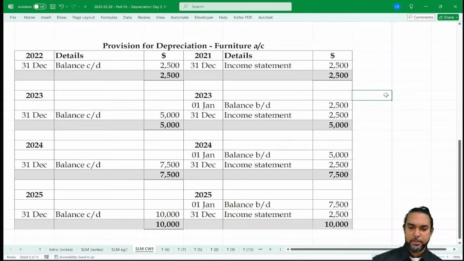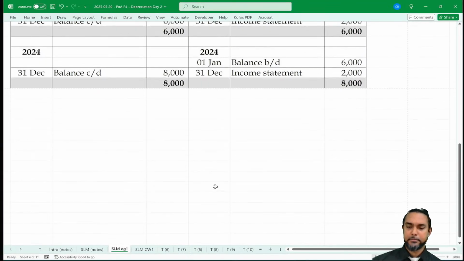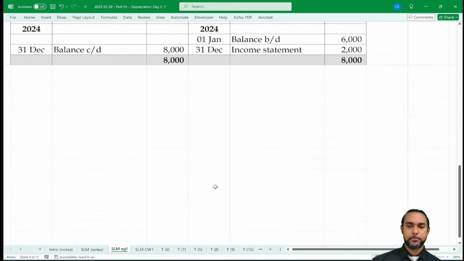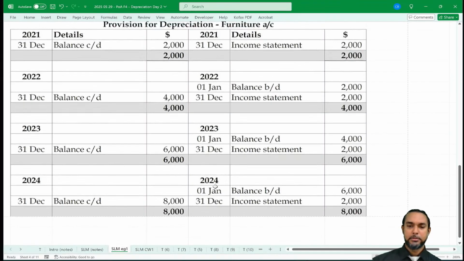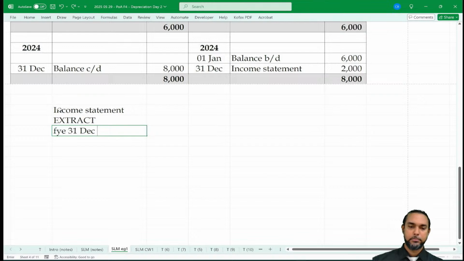Okay. Right, so guys, I know we don't have too much time again, so again, not your fault, all mine. But what I want to do is show you all how to do the income statement extract and the balance sheet extract. Now, I'm going to go back to the example. Okay. Right, so the income statement extract for the years ended 31st December. Now, if the company or entity had a name, you would put the name, of course, right?